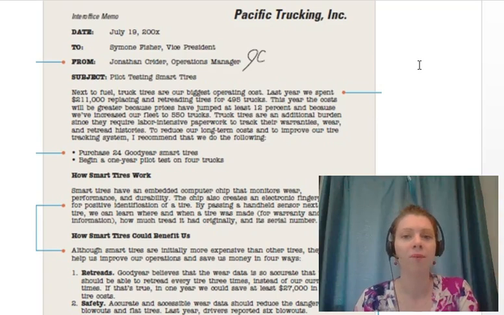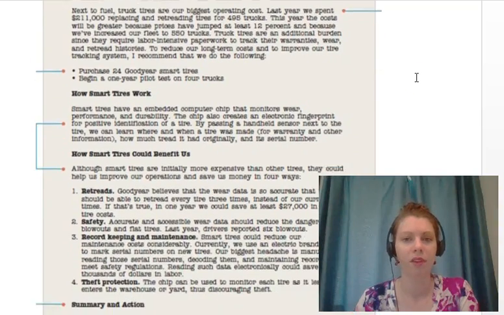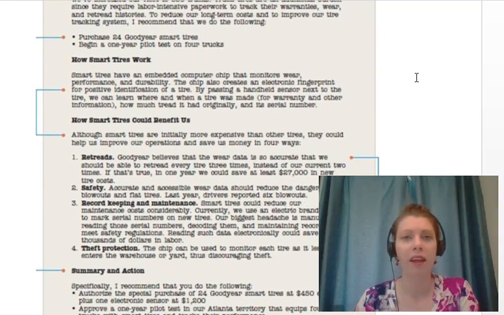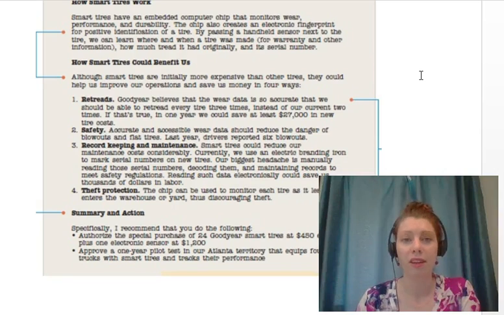It's not too long. He uses numbers, so that draws your eyes, and uses bullet points, which also draw your eyes. So then he goes on to explain how the smart tires actually work. And then he presents how they will benefit the company. And he gives 4 reasons: retreading, safety, record keeping and maintenance, and theft prevention.